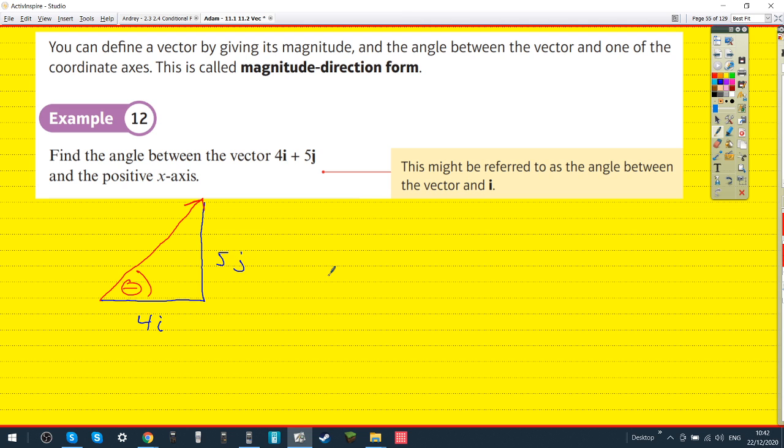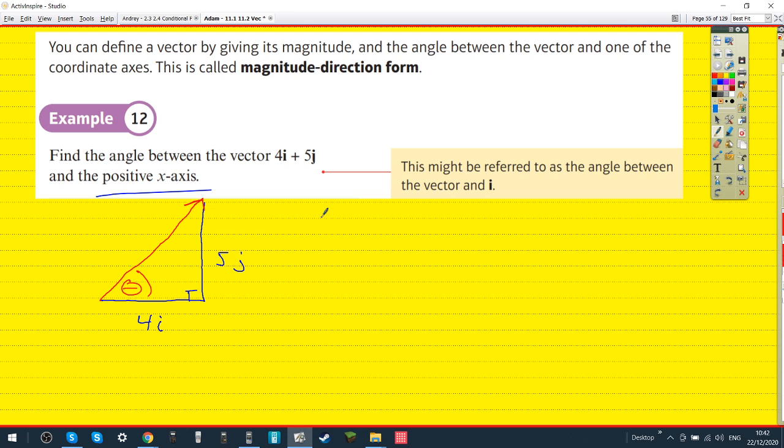But how come when it says find the angle between the vector 4i plus 5j, it's in the bottom left, not the bottom right? And the positive x-axis. Oh, okay. Yeah, so the negative x-axis would be there. They do have to specify. They might say the acute angle. If they said between the y-axis, it'd be the top angle.